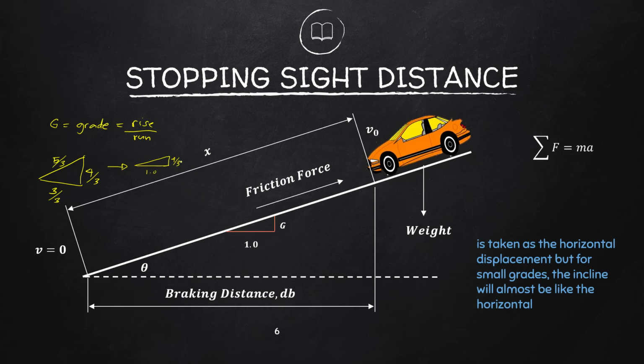And you have your grade. Okay? So again, for inclined levels or roadways, the braking distance is taken at the horizontal displacement, but for small grades, the incline will almost be like the horizontal, of course. The larger the value of this angle, the larger the discrepancy between the value of x and the braking distance. Okay, but always remember that the braking distance is measured horizontally.